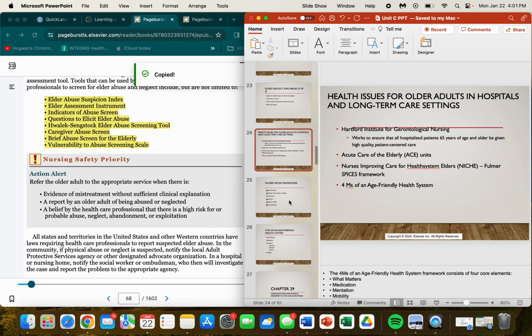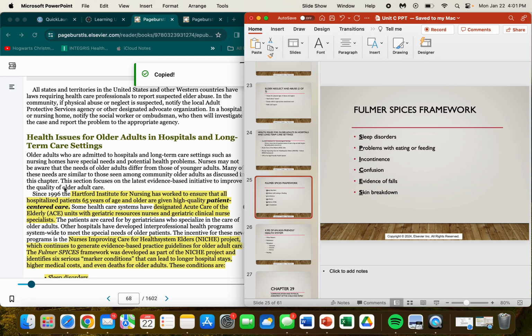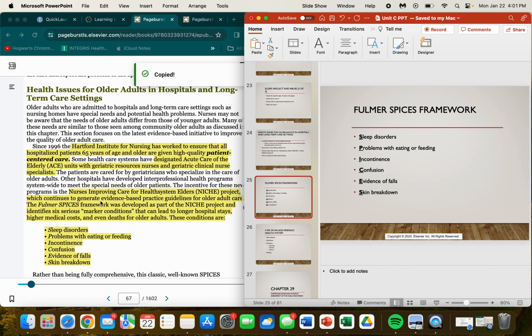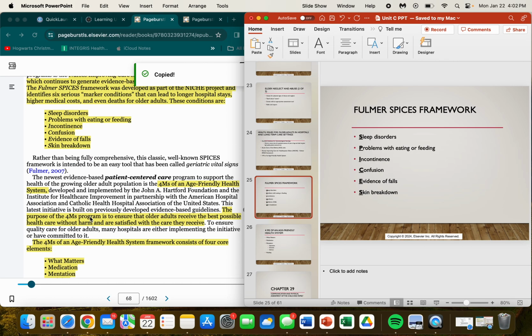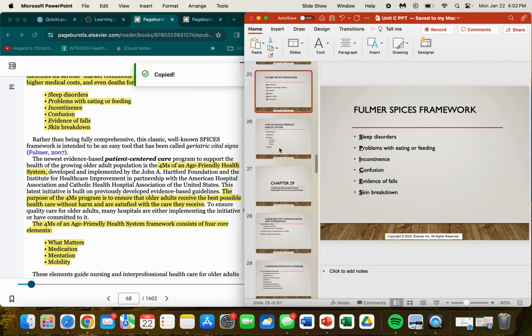This PowerPoint goes into a little bit more detail on the SPICES framework. Your book talks about the Hartford Institute, but particularly the SPICES, it includes these areas of assessment. Is the patient struggling with a sleep disorder? Do they have problems eating or feeding? Are they struggling with incontinence, confusion? Do they have evidence of falls and skin breakdown? So that's one way to use a scale associated with detecting neglect and abuse.